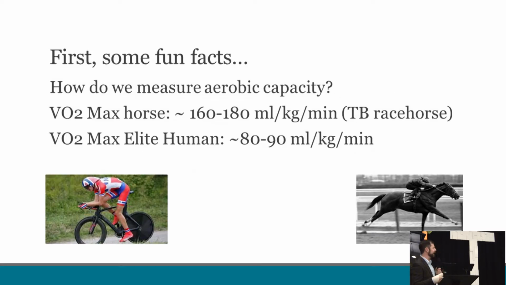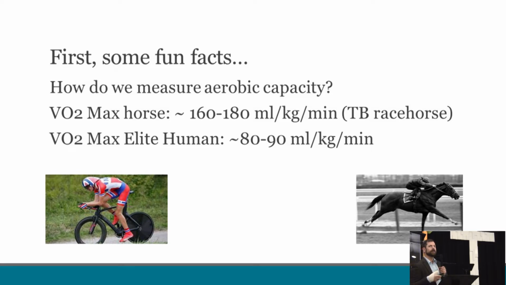So first, let's start with some fun facts. How can we measure aerobic capacity in the horse, or really any athlete for that matter? One of the measures that we use is called VO2 max, which is basically a measurement of the maximum amount of oxygen that an athlete can consume during maximal exercise. The VO2 max of a horse is commonly reported to be somewhere between 160 to 180 mils per kilogram per minute. It doesn't account for the whole horse, it's just per unit of measure. And that is for a thoroughbred racehorse.